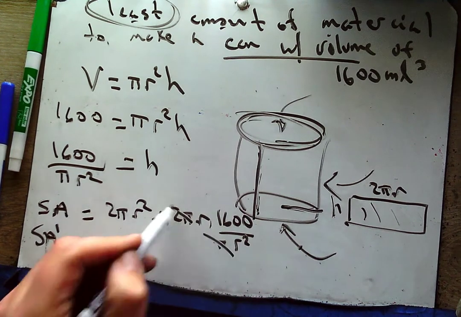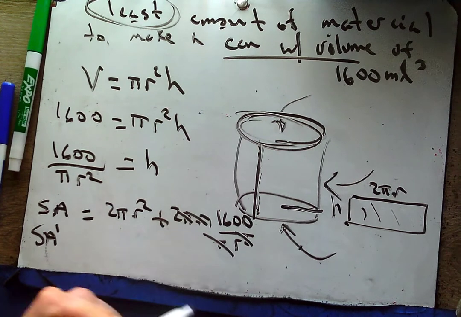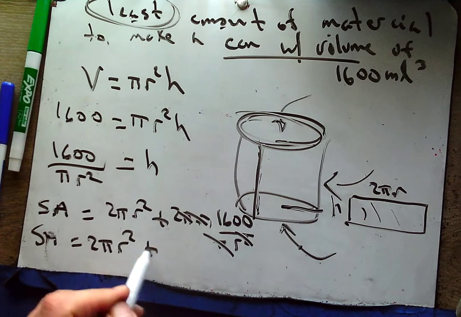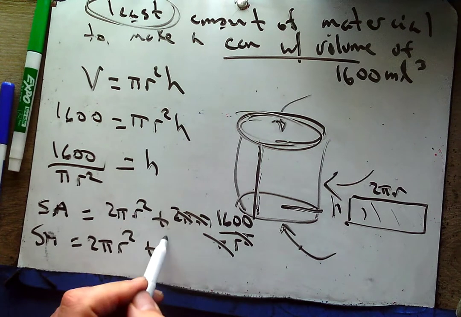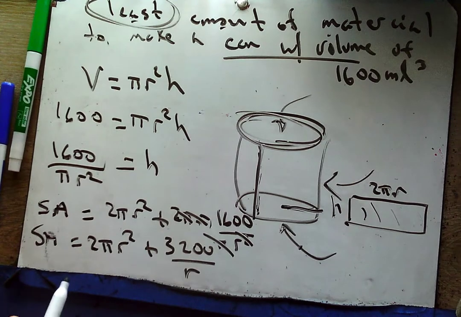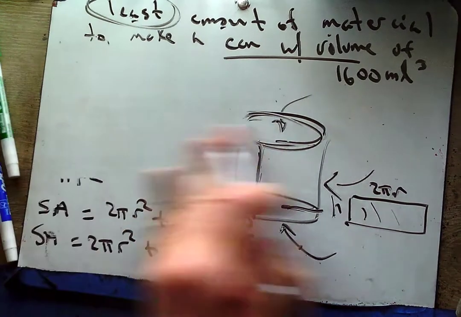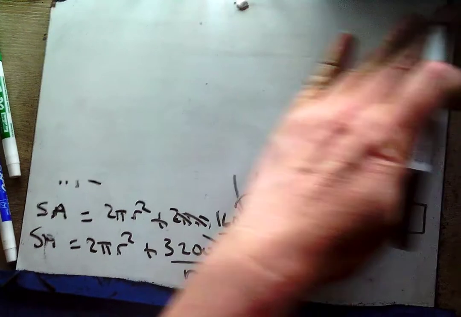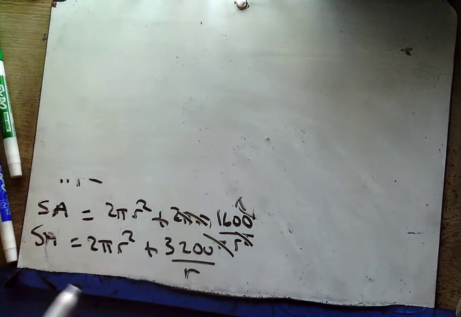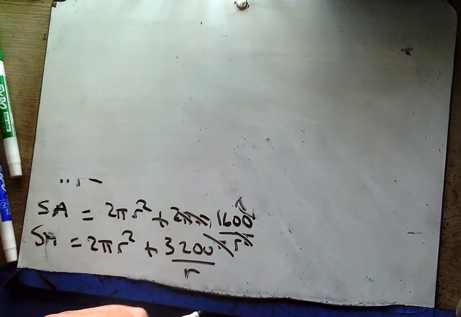Oh yeah, there is some canceling. And here this with one of those. And so SA is going to be 2 pi r squared plus 2 times 1600, 3200 over r. So here's our surface area formula. Well, that's fabulous. Now, remember, we still need to take the derivative. All the work we've done so far has been algebra. And that's why we do all that algebra before we get to calculus.